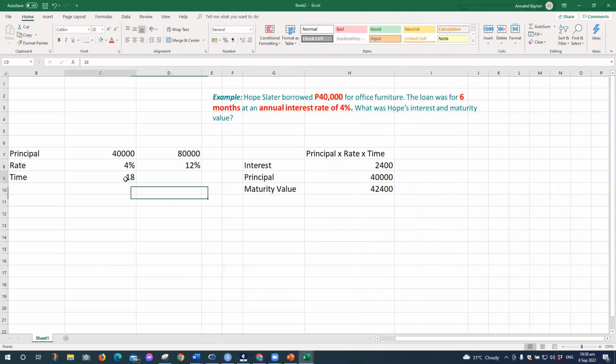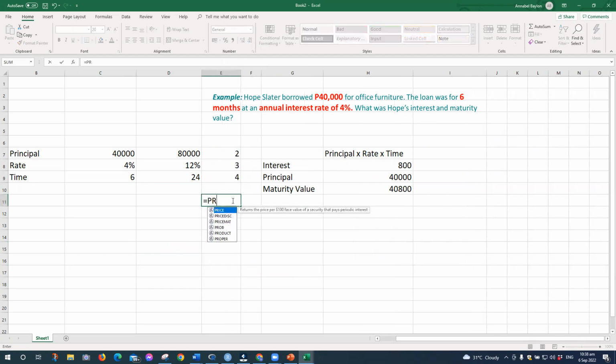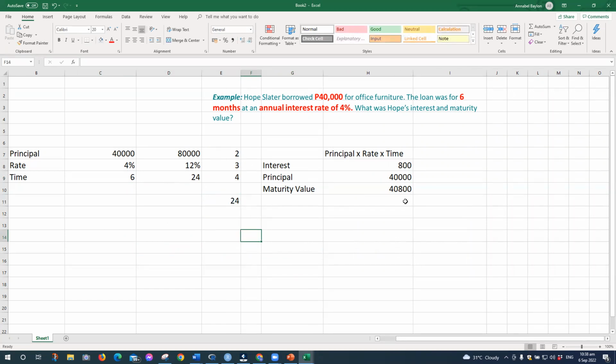So let's put this back to 6. Let's make it increase by 4 times 24. So this is twice, this is thrice, and this is 4 times. By how much did it increase? Let's get the product of 2, 3, 4. I'm using the product function. That means 2 times 3 times 4. So our factors increase all in all by 24.